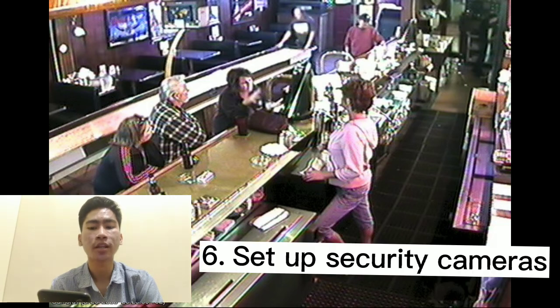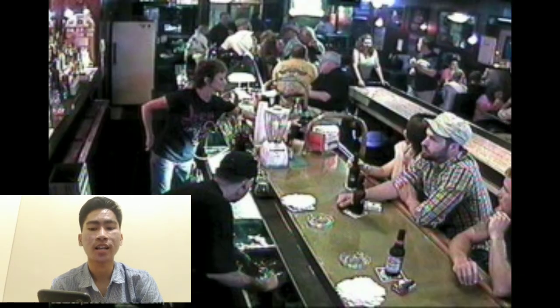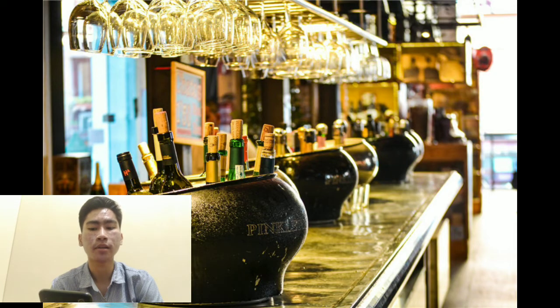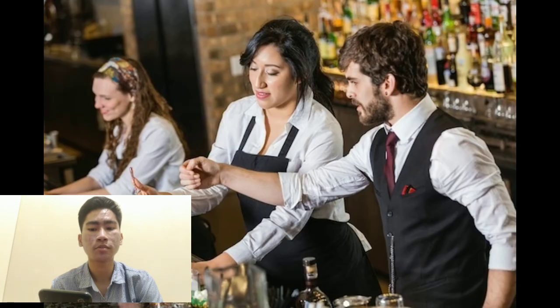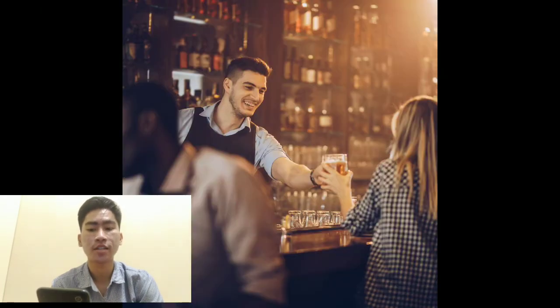In order to protect both people and assets, such as product, consider installing security cameras. People, both customers and staff, are less likely to steal products if they see a camera is watching.